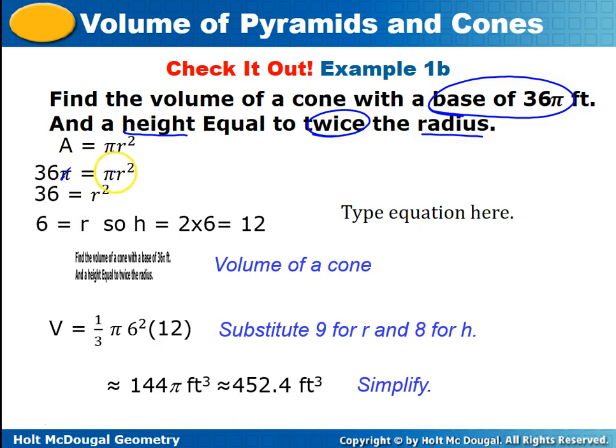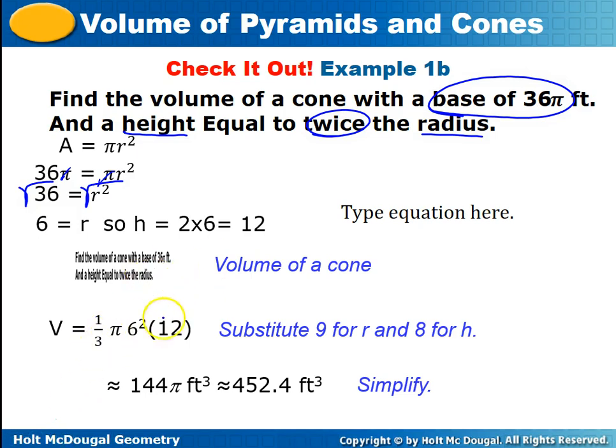That's going to make pi cancel out on both sides. Then we're going to take the square root of 36 and r squared, and that means r is equal to 6. It tells us here too that the height is twice the radius. So we know that our height is 2 times 6, which is 12.